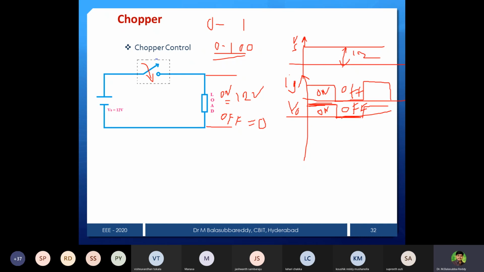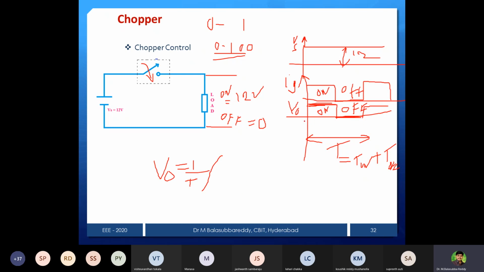And as I said previously, to get the average, you need to integrate over one full cycle. What is the full cycle here? On duration plus off duration, I call it one full cycle. T on plus T off, that is T. T is equal to T on plus T off. So this we call the total time. And now I am integrating. Instead of 1 by 2 pi, you will have 1 by T on plus T off.